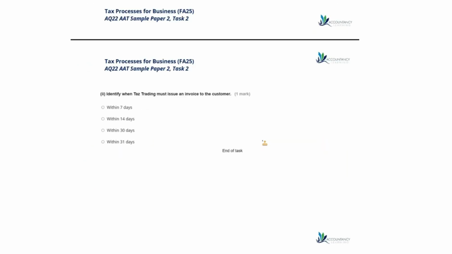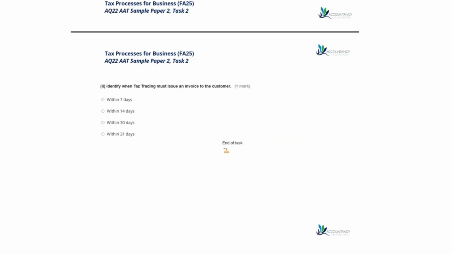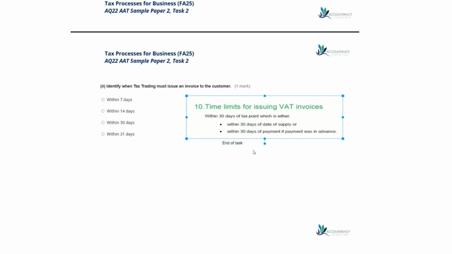And then lastly, identify when TAS Trading must issue an invoice to the customer. Reference material 10 this time. Time limits for issuing the VAT invoice is 30 days. So we can tick option 3. And that completes task 2.